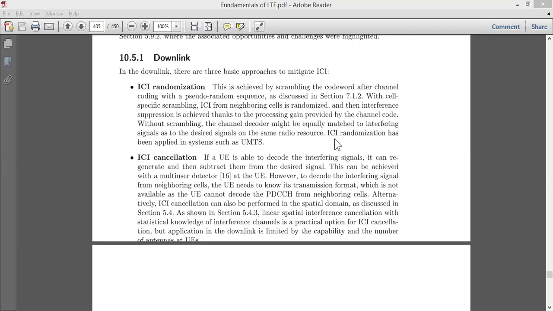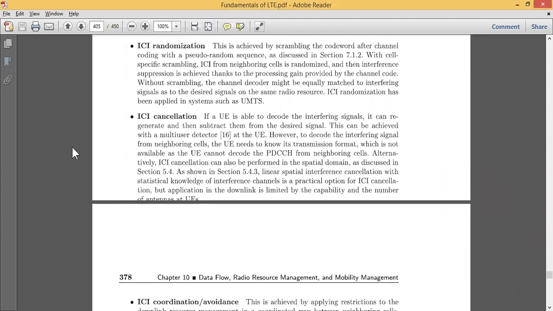And the ICI randomization has been applied in systems such as the Universal Mobile Telecommunications System. So the first step was randomization. The second thing is you need to cancel. We call it ICI cancellation. And how you go for ICI cancellation here is, if you have a user mobile which is able to decode the interference signals. You know the concept of noise cancellation. Many electronic devices like your microphones and speakers sometimes come with echo cancellation, noise cancellation. Same thing here also.